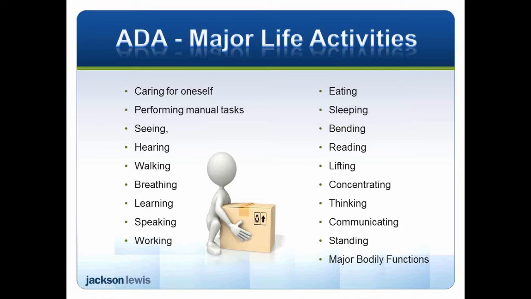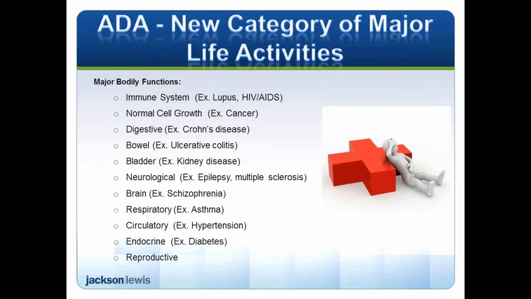And of course, even the EEOC could add to this list without any type of forewarning. But what we do know is the examples that have been given as major life activities does include caring for yourself, performing manual tasks, seeing, hearing, walking, breathing, learning, speaking, or working. It also includes eating, sleeping, bending, reading, lifting, concentrating, thinking, communicating, and standing. And the big thing that Congress added in the Amendments Act is that it also includes major bodily functions.